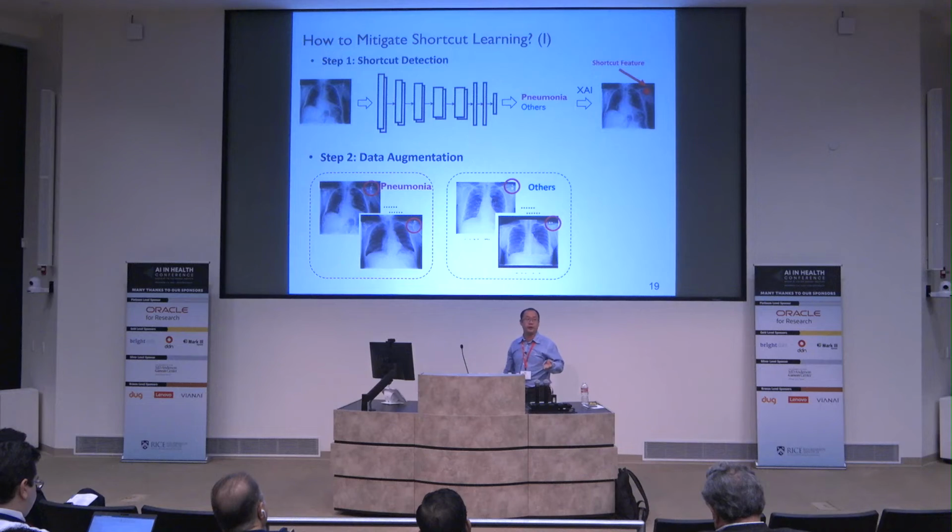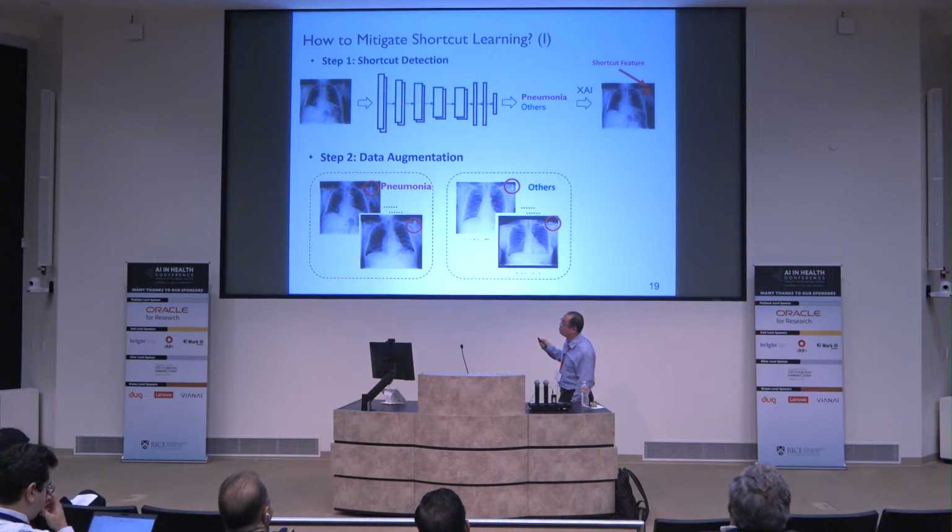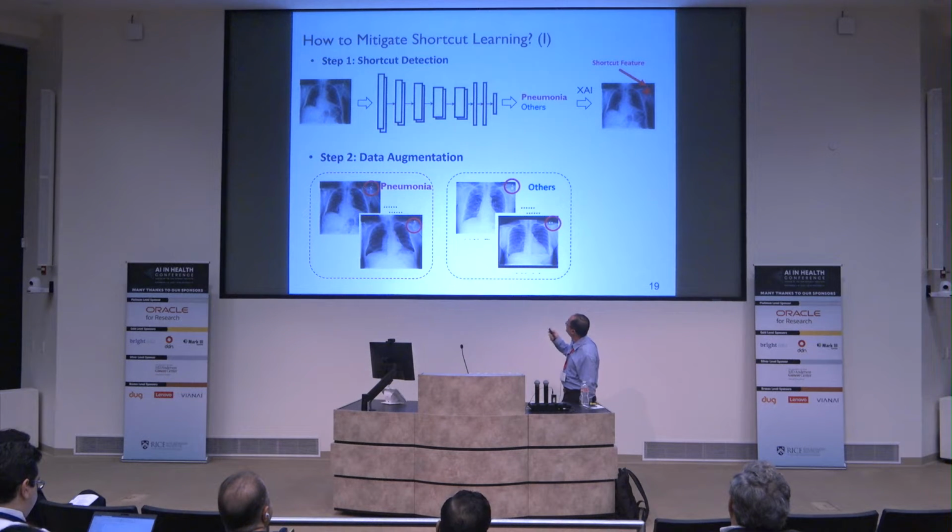What do we want to do here? If it does not make any sense, it means some shortcut features were identified. There are some problems. What we want to do is data augmentation with the identified explanation. Specifically, we have two classes of data, one with pneumonia, one with others. For all of them, they are originally associated with some hospital tokens.